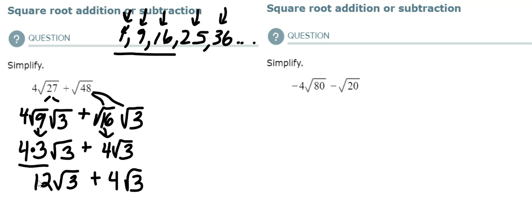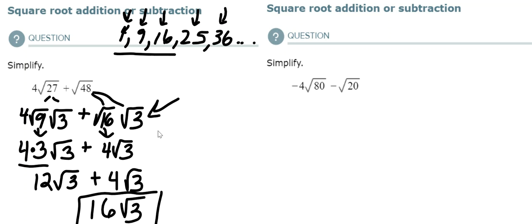Now that we actually have it matching up, there's 12 square roots of 3 and then 4 more square roots of 3. I can get my final answer of 16 square roots of 3. So the simplifying is the trickier part right here. Once we figure out what we can break our numbers apart as and we can get our matching pieces under the radical, then it becomes a little bit easier.